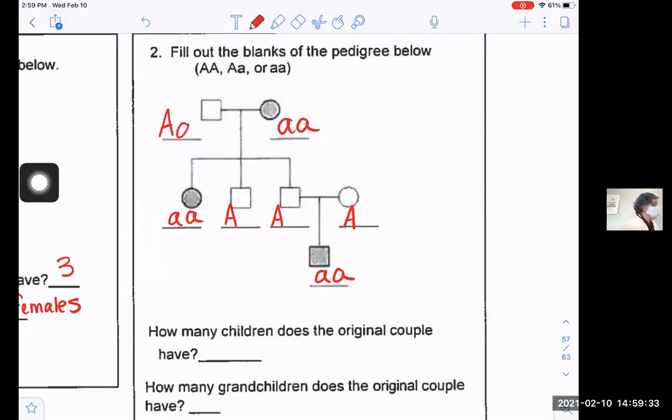Yeah, he has to be big A, little a, because he has a daughter who's an albino. All right, how about these two sons? They also have to have a little a because of mom, right? And then finally, this female right here, because she has a son with albinism, also has to be big A, little a, right?